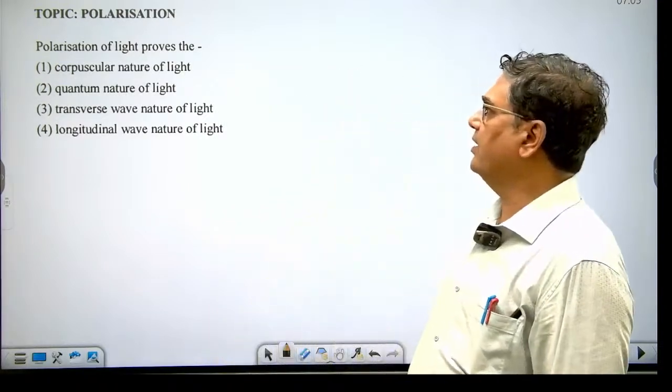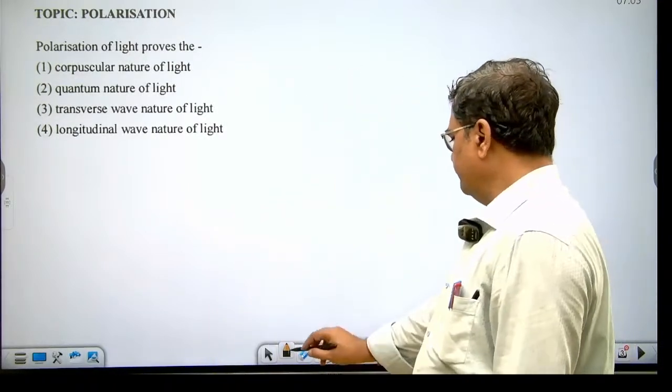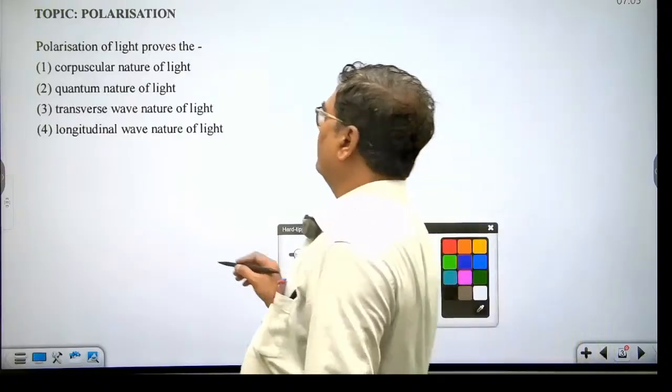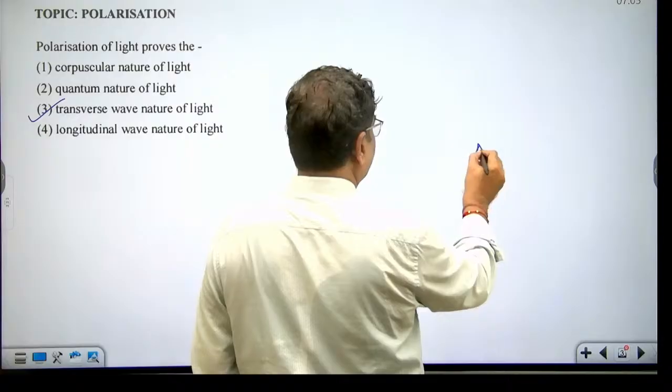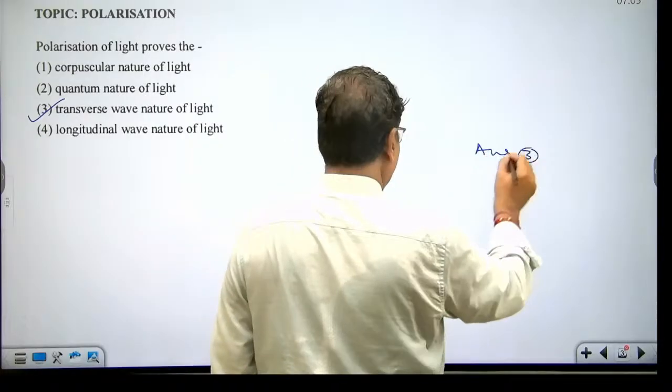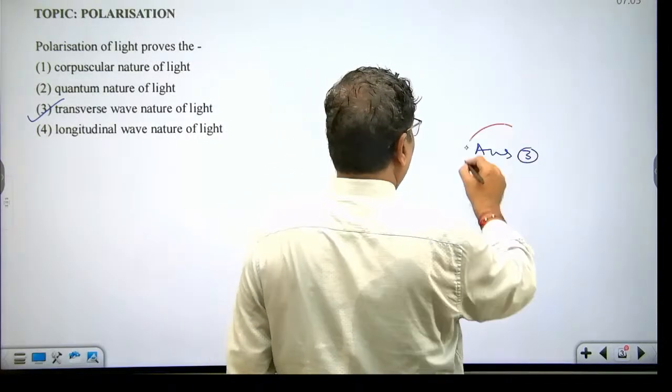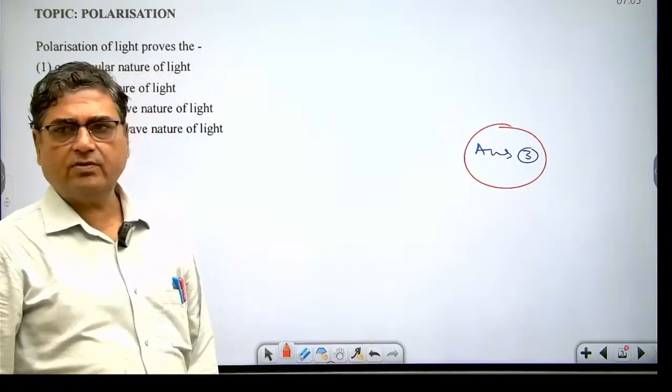Let's start. Polarization of light proves the transverse nature of light. Option 3 is the correct answer. Out of 4 choices, the correct choice is option 3.